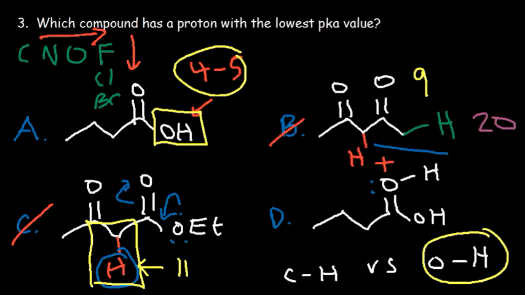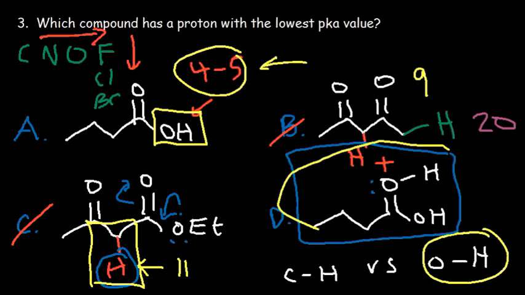Now, this is a protonated carboxylic acid. So this is even more acidic. The pKa of a protonated carboxylic acid is somewhere in the negatives. It could be like -4, -5, but it's much less than positive 4 to 5. So the correct answer is D.